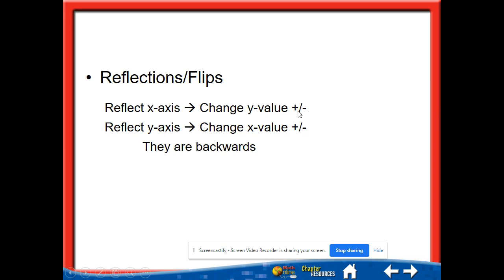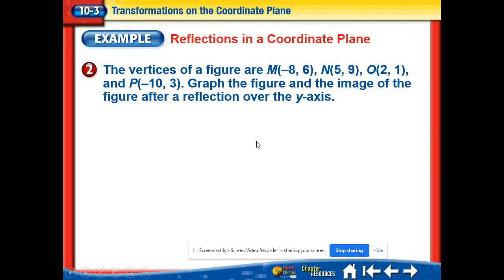And how do we change it? We just change it plus or minus. A +3 becomes a -3. So here we have a figure, 4 corners. So it's a quadrilateral. And we're going to graph the figure, and we want to reflect it over the y-axis.